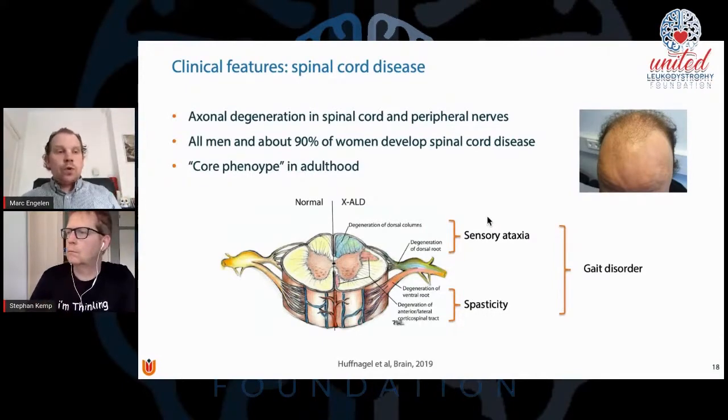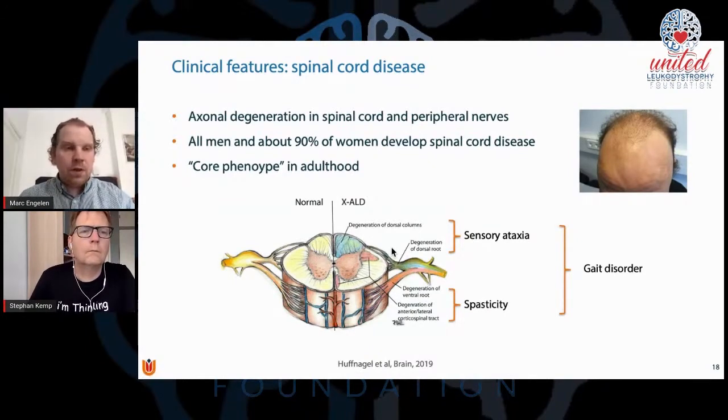And these so-called dorsal columns are very important for position sense of your joints. So if these tracts do not function properly, you will not feel the position of, for instance, your ankle. You will not feel the position of your knee joint. And you can imagine that makes walking very difficult, because your body does not feel how the feet are positioned, and that makes it easy to trip and to fall. And that symptom is what neurologists call sensory ataxia.